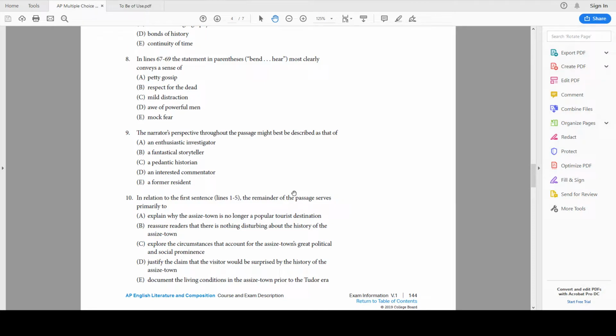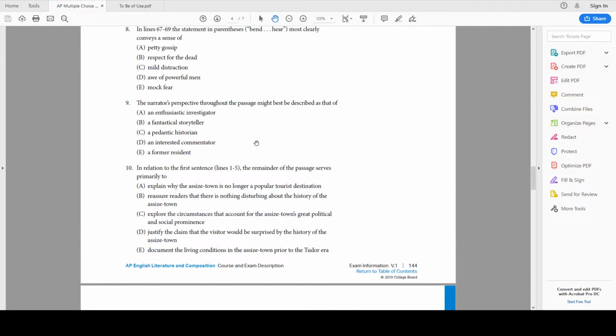D, an interested commentator. Ooh, that sounds good. They're definitely commenting on the town, and they definitely seem interested. They definitely seem, you know, focused. So that's a good answer. And then a former resident. We know nothing about the narrator, so not sure why I would mark that. Correct answer, D. And now, question 10.